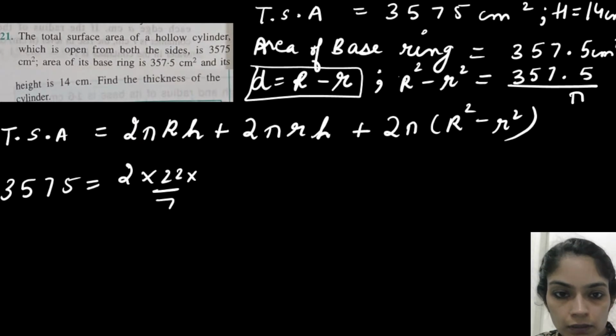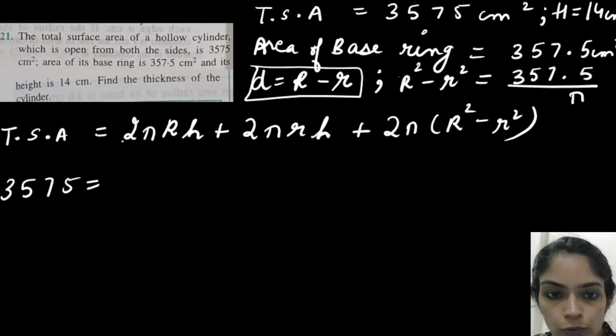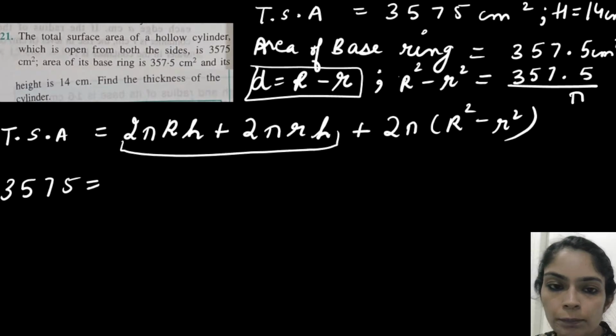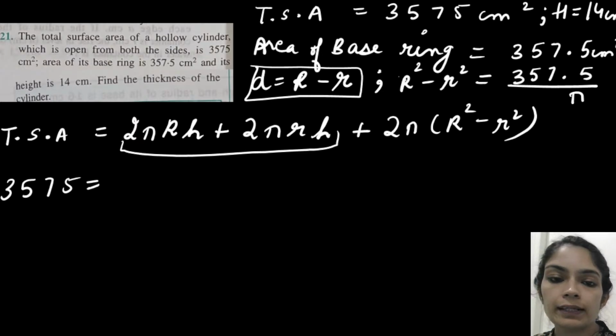One second. So we'll see what can be taken out common. By taking out the common things only. So 2 pi from the first two I'll just take out common, as a whole. The third one, we know the value of this, R square minus r square. So we can directly substitute.